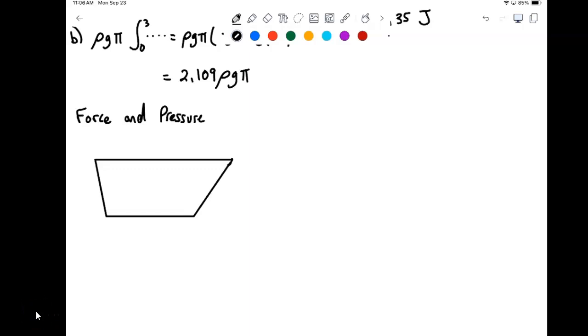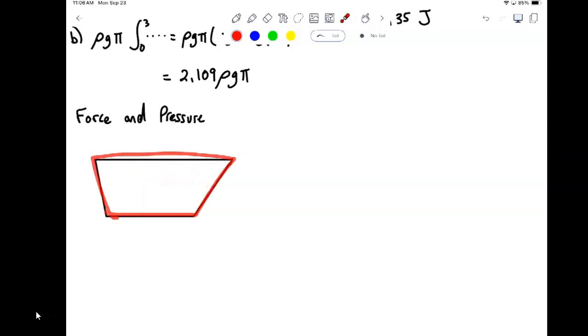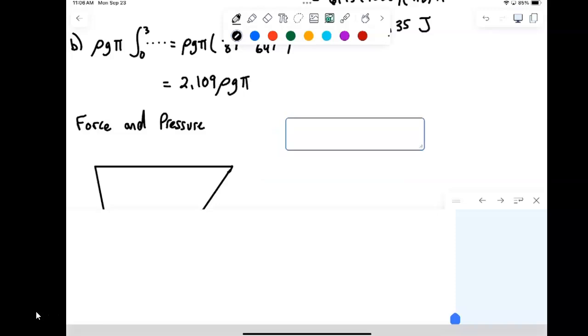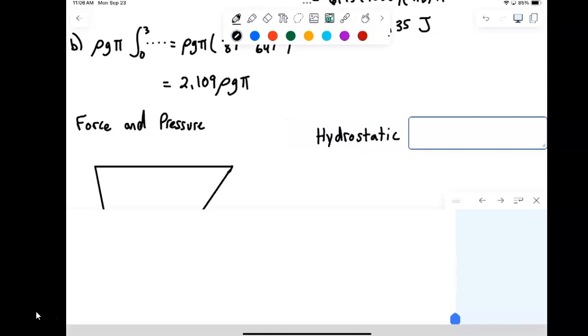Okay, so the next example deals with force and pressure on a wall, or it could be on a dam, or this could even be the force and pressure that's pushing out on the wall of your fish tank. Okay, so the first fact we need is this idea of what's called hydrostatic pressure.